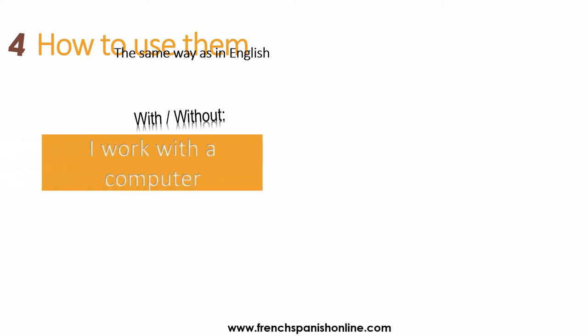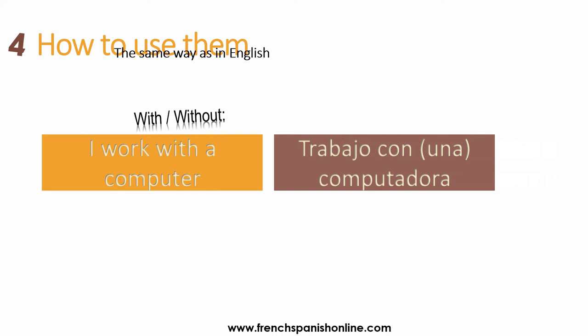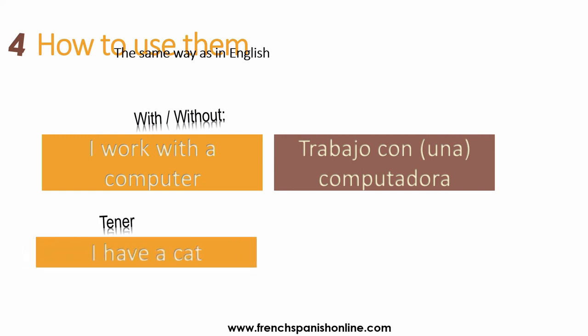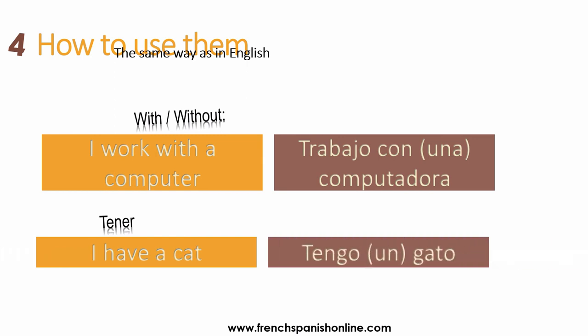Well, in English, we also use an indefinite article when you want to say I work with a computer. But in Spanish, actually, you can say trabajo con una computadora using the indefinite article, or you can also say trabajo con computadora, which is perfectly correct. So both are possible. Another example now with the verb tener, which is to get, to have. I have a cat, so here we've got again our indefinite article in English, but in Spanish you can also say tengo un gato or just tengo gato, and both sentences are correct.